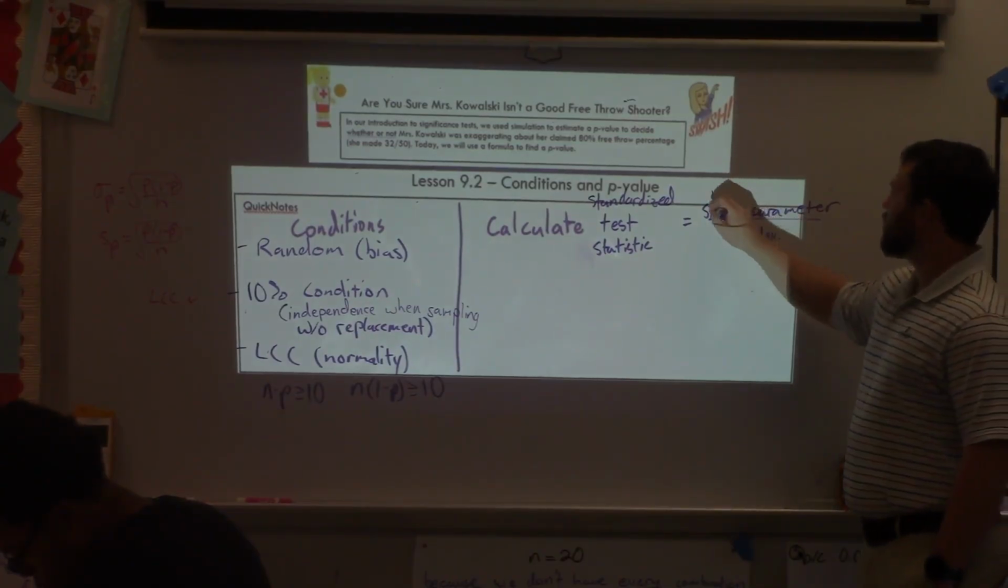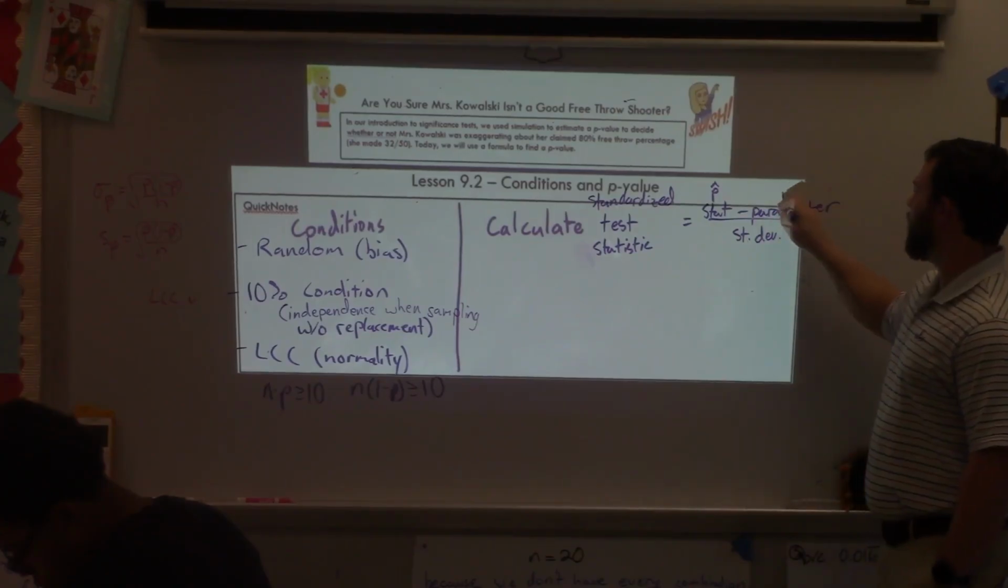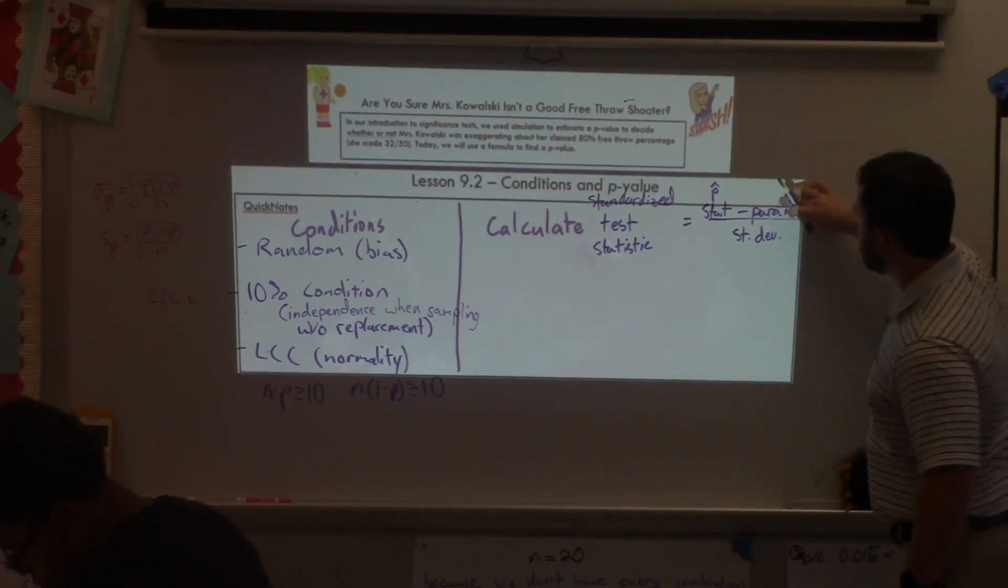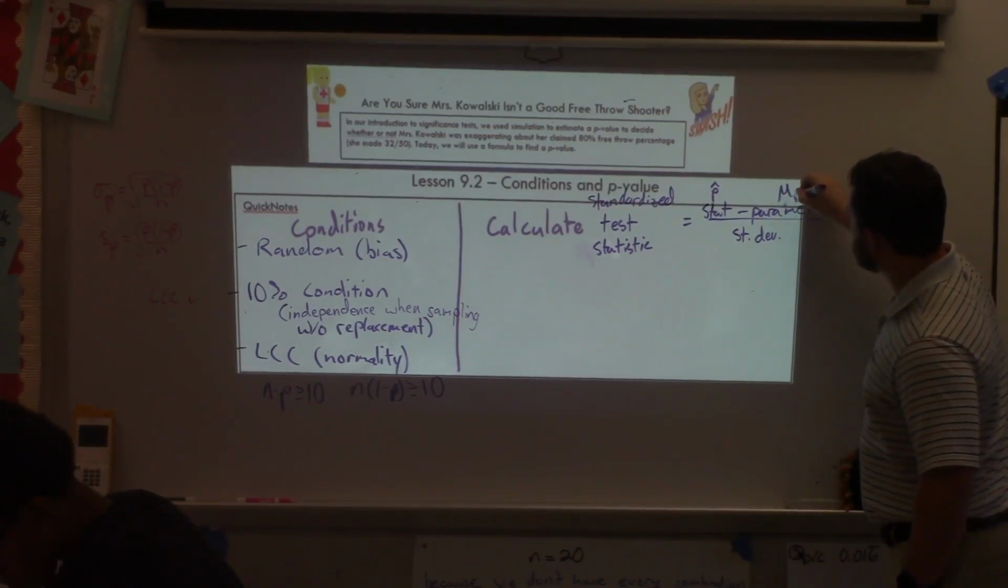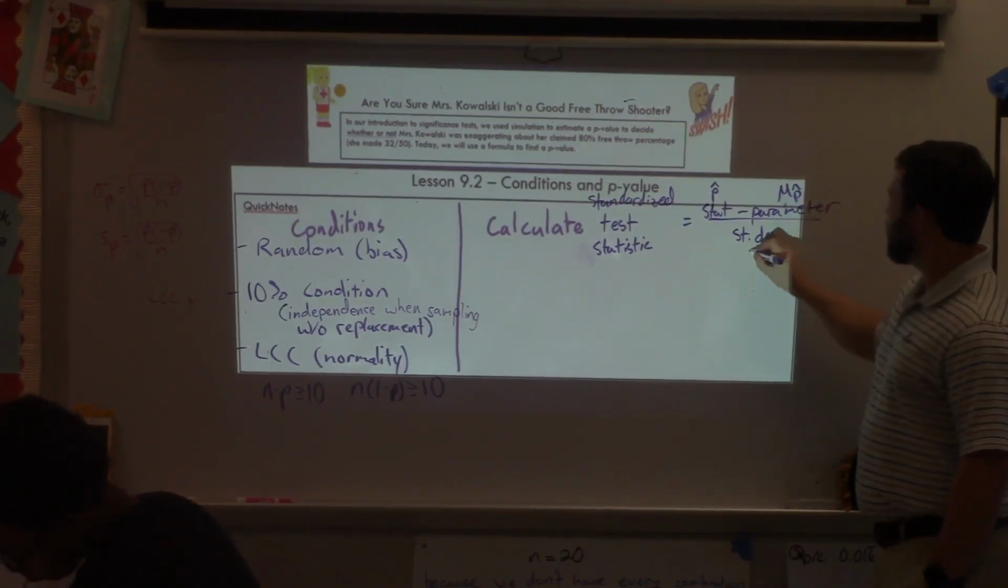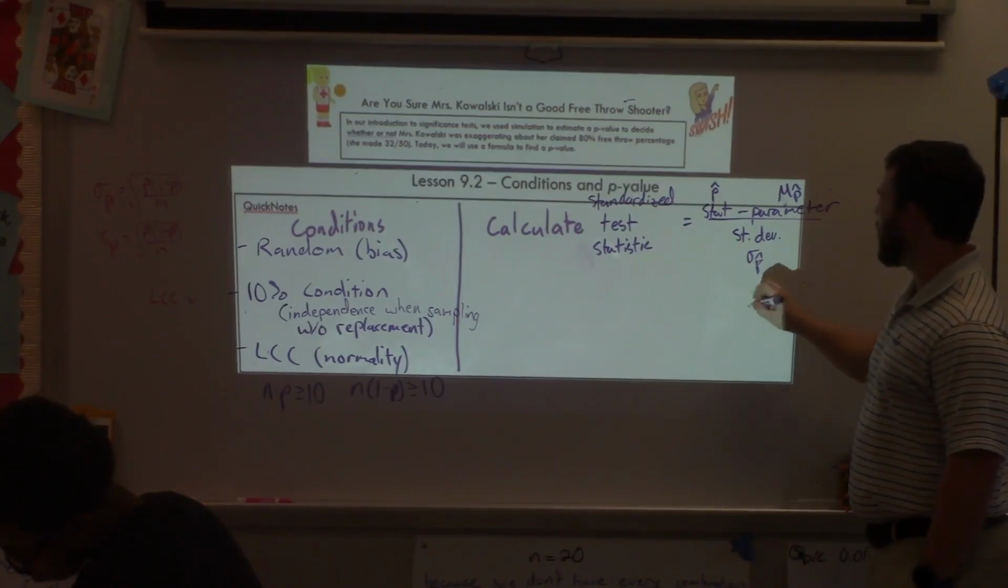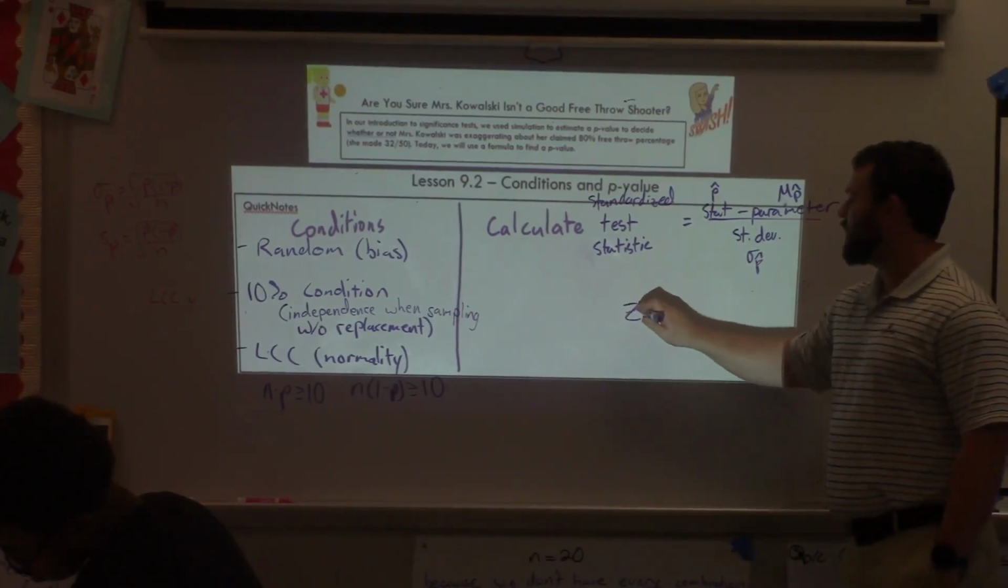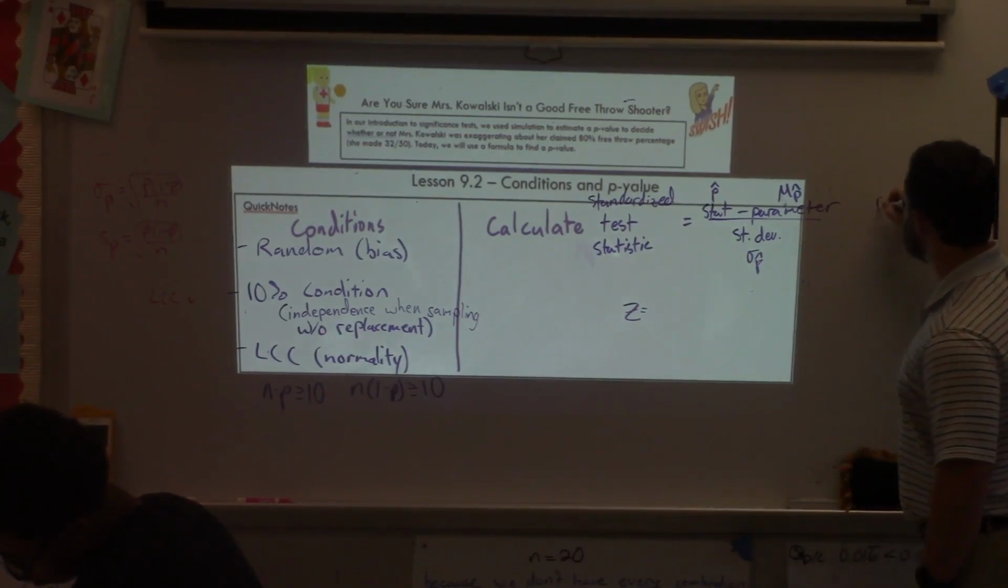Remember, we're dealing with proportions, so for p hat, the parameter would be mu sub p hat, and the standard deviation would be sigma sub p hat. So then you get into your specifics. So this is our general formula.